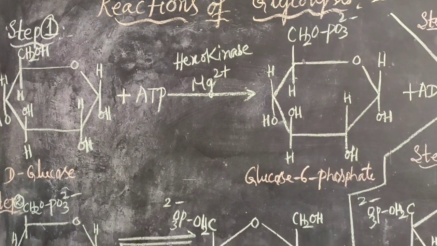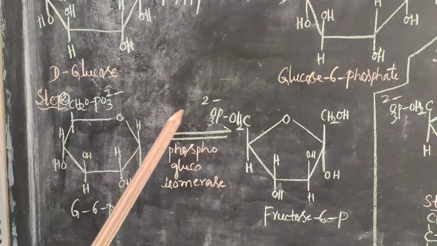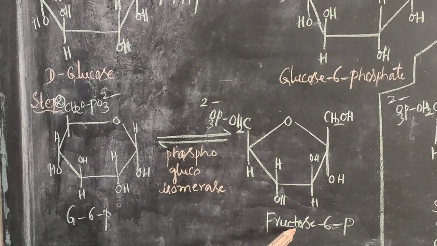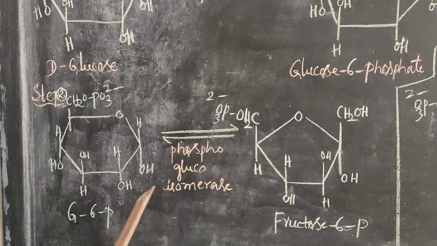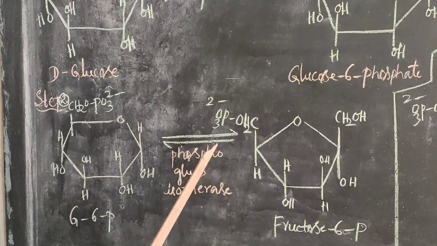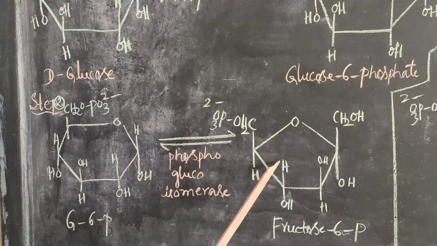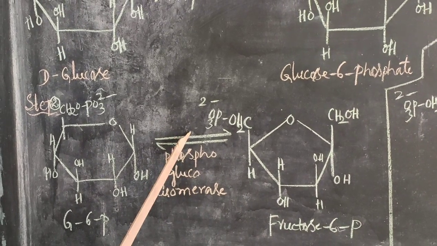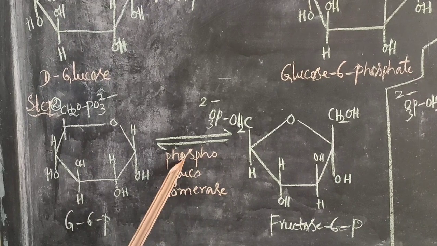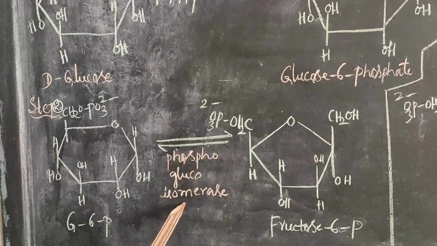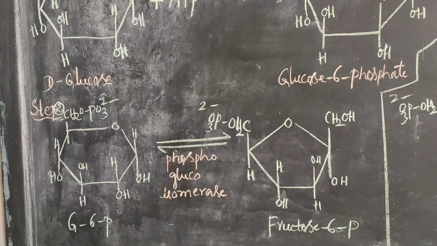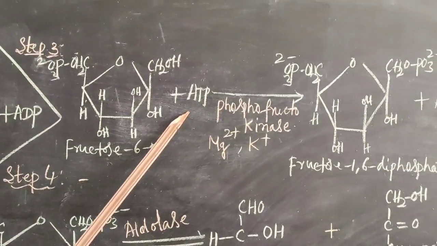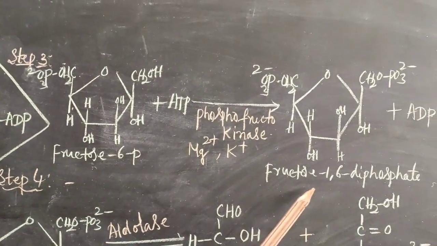In the second step of glycolysis, it is an isomerization reaction where glucose 6-phosphate is isomerized to give fructose 6-phosphate. We know what isomers are. Isomers are compounds having the same molecular formula but differing in their structural formulae. Here G6P and F6P are isomers. And this isomerization reaction is catalyzed by the enzyme phosphoglucoisomerase.